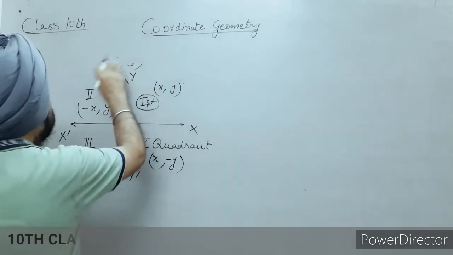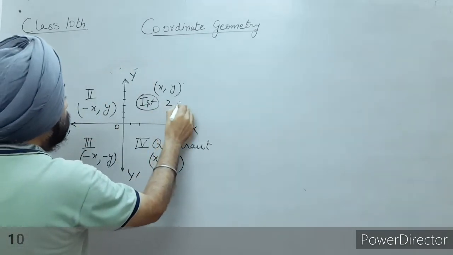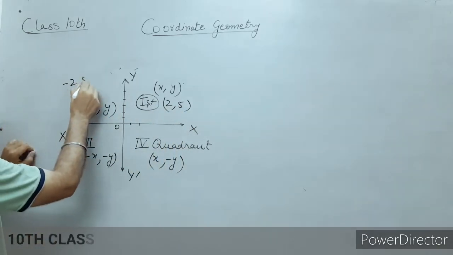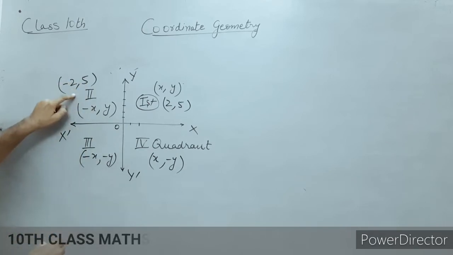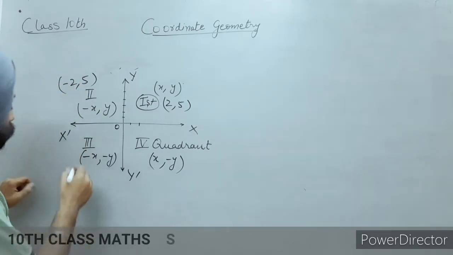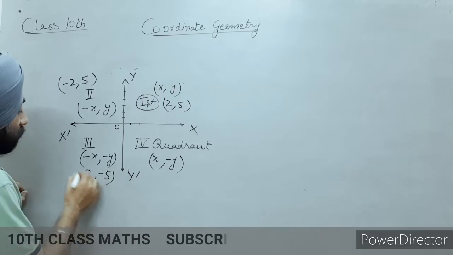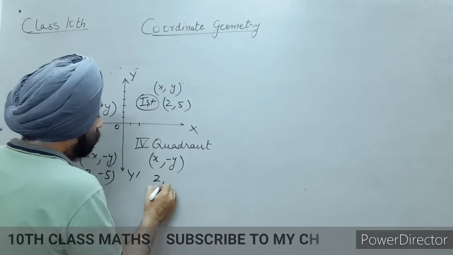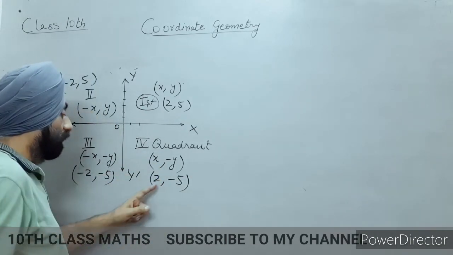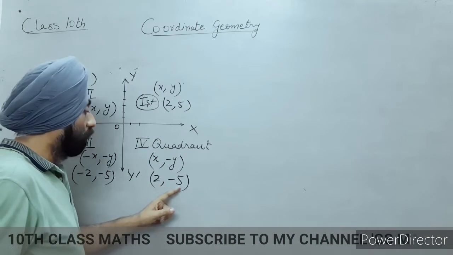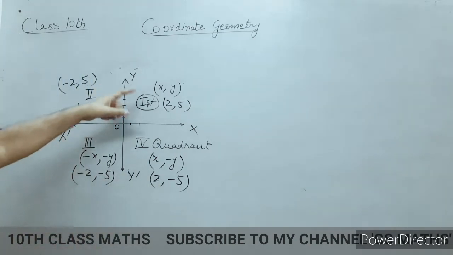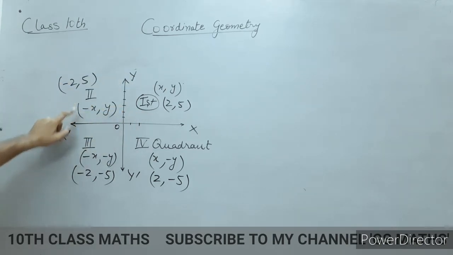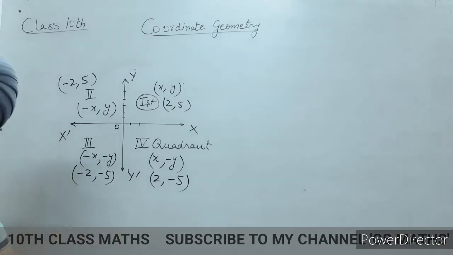Now, I plotted a point (2, 5). Obviously, it will lie in the first quadrant. If I want to plot (minus 2, 5), my quadrant will be second. It will be located in the second quadrant. Now, if both are negative, say (minus 2, minus 5), this point will lie in the third quadrant. And in the fourth quadrant, x is positive and y is negative, that is, the abscissa is positive and the ordinate is negative. This is the way we locate the points in the four quadrants: first, second, third and fourth.